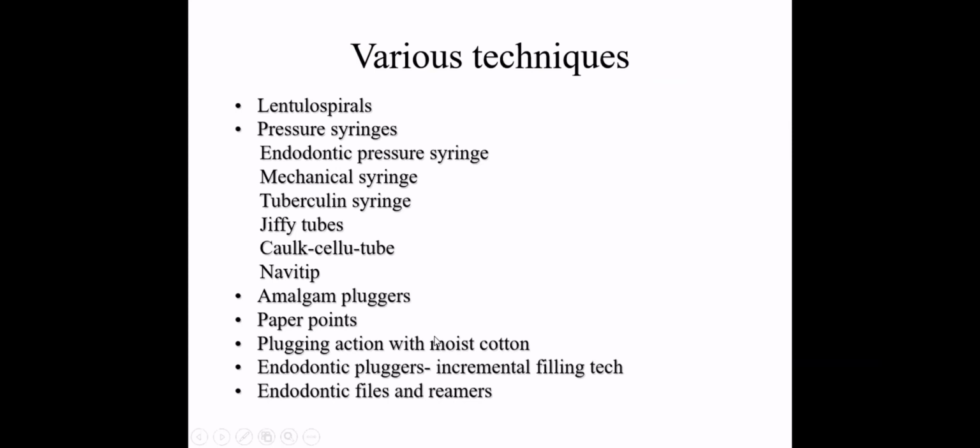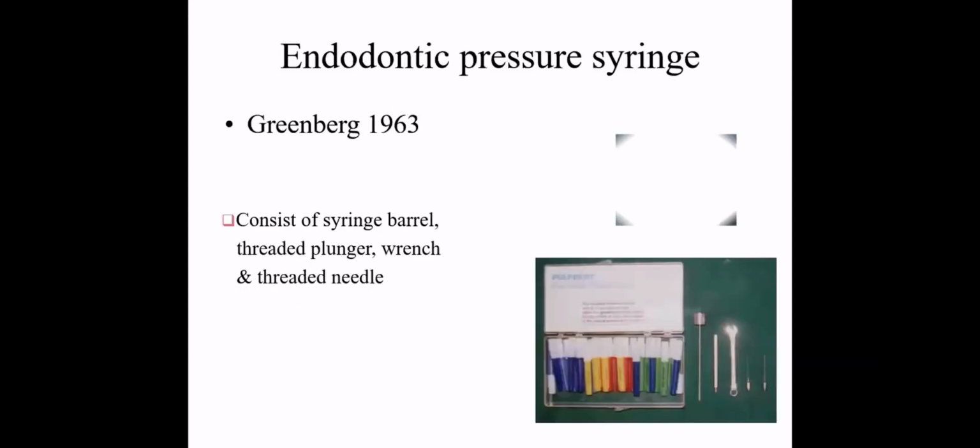Sometimes you might get a question, what are the different techniques you use? So you can just name them. Endodontic pressure syringes can be used. They consist of a syringe barrel, a threaded plunger and wrench, and a threaded needle. So you can place it till your working length and press it so that the entire material will flow. It's just like how Metapex comes. I have shown a Vitapex picture. It comes in a syringe. So it's of a different type.